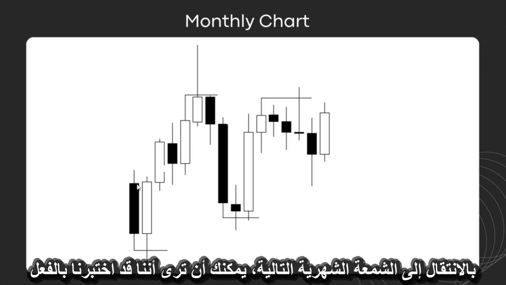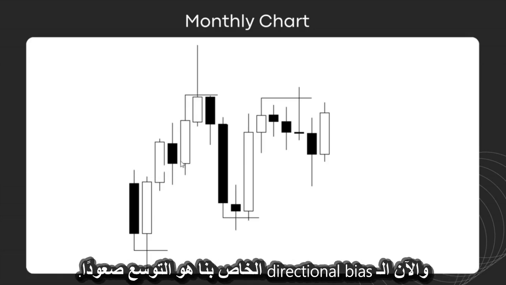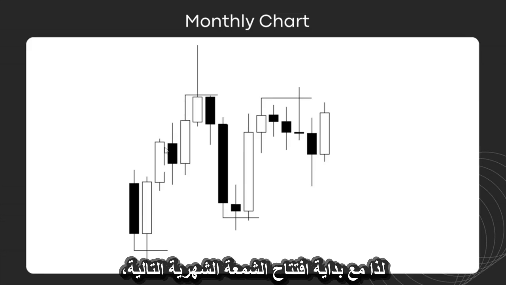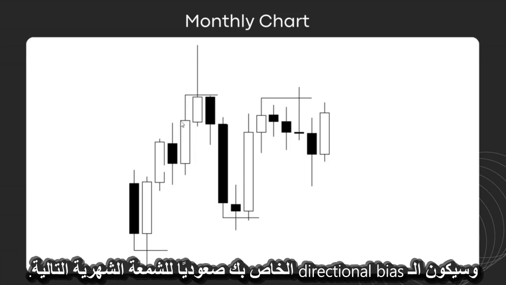Now moving on to the next monthly candle, you can see that we've already tested the previous candle's open as a key level to react off of, and now our directional bias is to expand higher and potentially make another higher high, right? So with the start of the next monthly candle's open, you would be expecting higher prices because the candle has closed above, and your directional bias would be bullish for the next monthly candle.